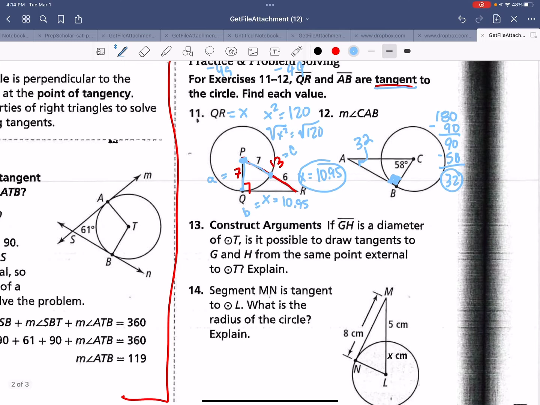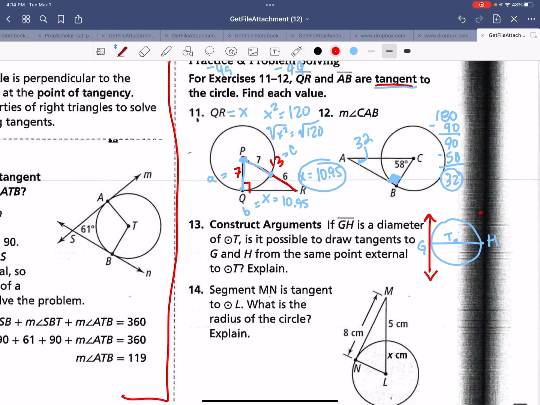Question 13, construction argument. GH is a diameter of circle T. Is it possible to draw tangents to G and H from the same point externally? So can you draw a tangent line to G and a tangent line to H from the same point? No.